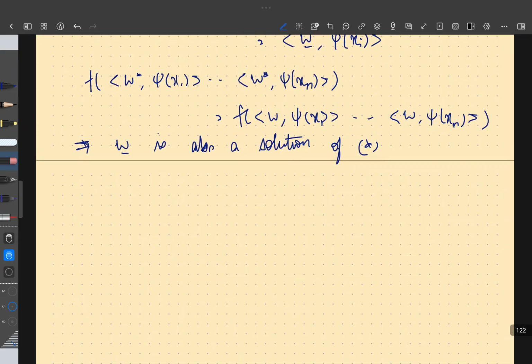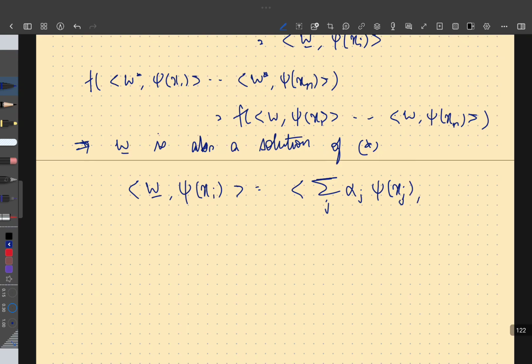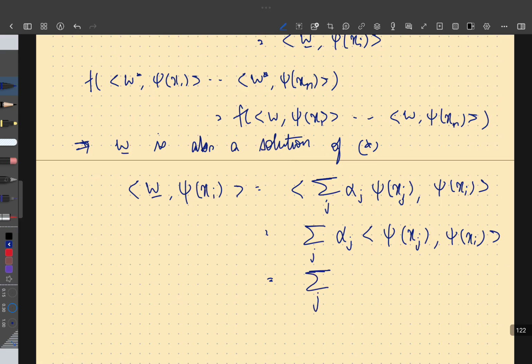let me take a step back. All right. So basically everything boils down to computing W and psi of xi, which is nothing but the inner product between summation over all j, some alpha j psi of xj and psi of xi, which is summation over all j, alpha j, inner product between psi of xj and psi of xi, which is summation alpha j k of xj comma xi.